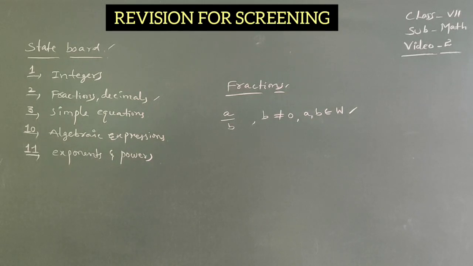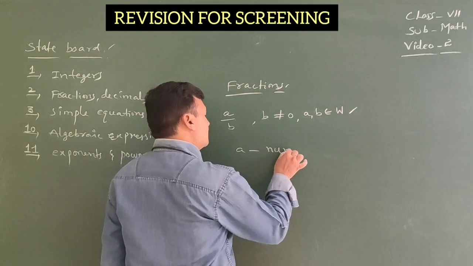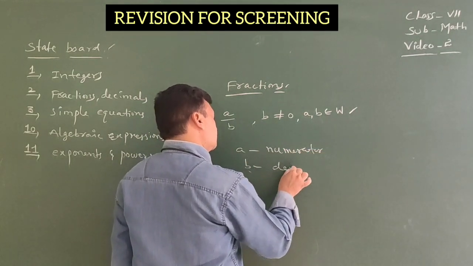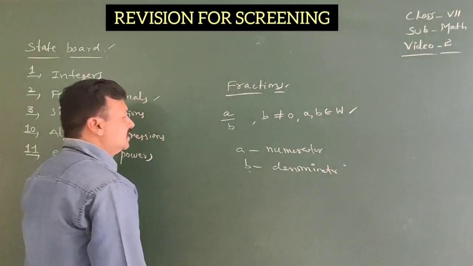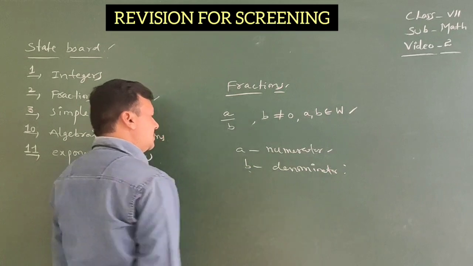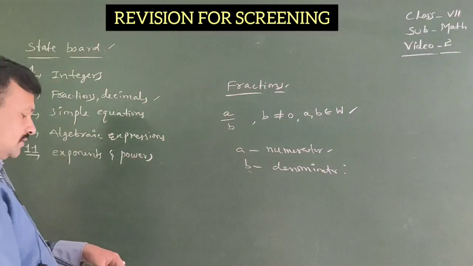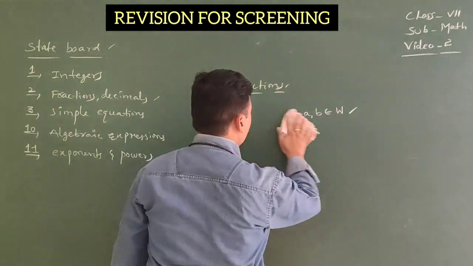Here the numerator and denominator matter. A is called the numerator and B is called the denominator. Depending on the numerator and denominator, we can define whether the given number is a fraction or not. If it is a negative rational number, there are no negative numbers for fractions in the numerator and denominator.